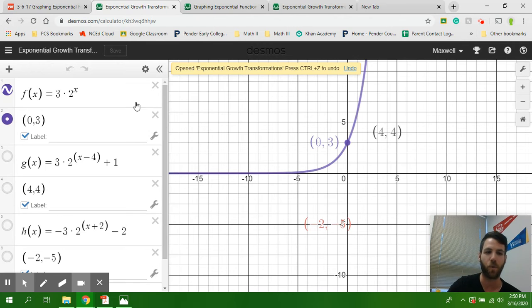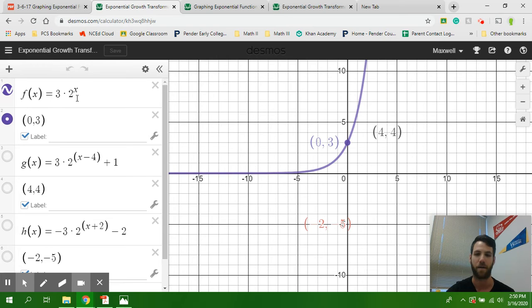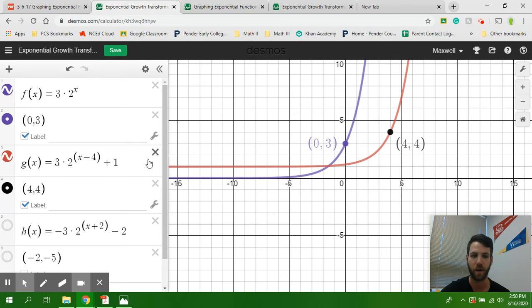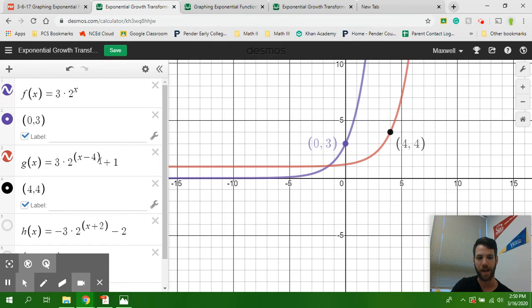In this first example, we have no transformations at all, but we do have a 3 times 2 to the power of x. And we can see how we have a point of (0, 3) as our main y-intercept point here. So there are no transformations other than this 3 being a dilation. If we compare that to our red graph here and our point (4, 4), our -4 right here is going to mean a translation right 4.